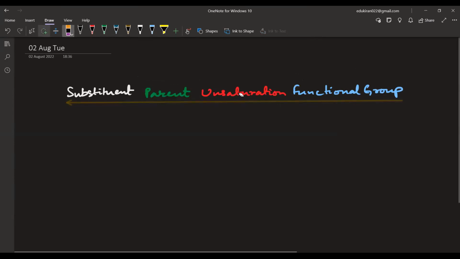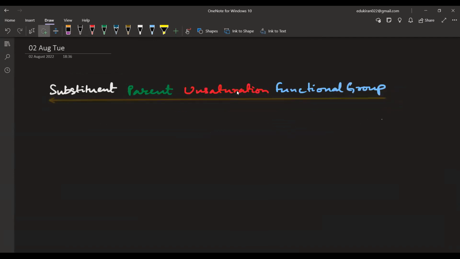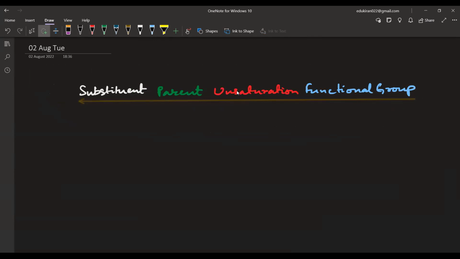Now, what are the functional groups? Can somebody tell me in hierarchy? Does anyone remember this or no? Somewhat. Okay. Try it. What is the first one? Tell me.